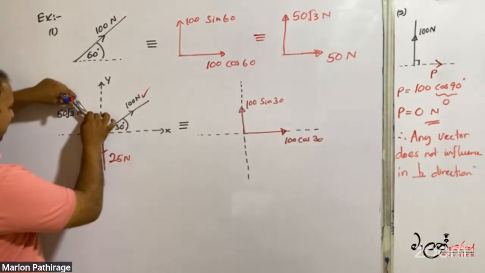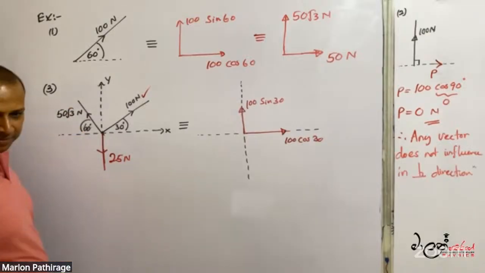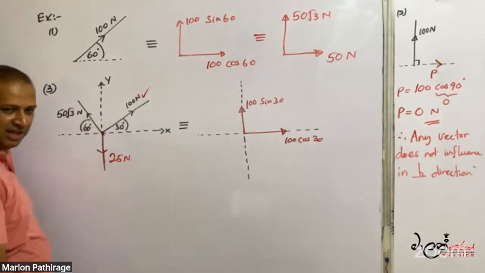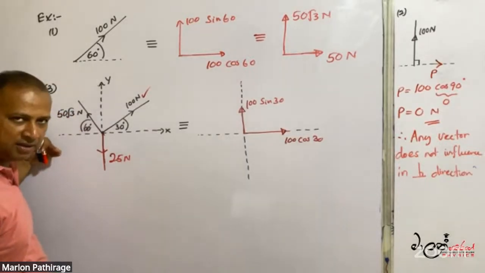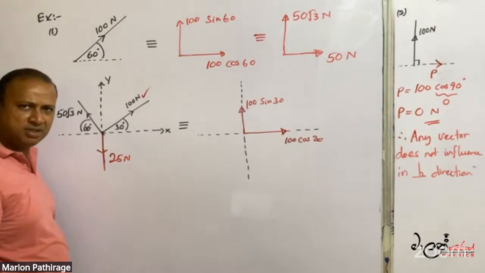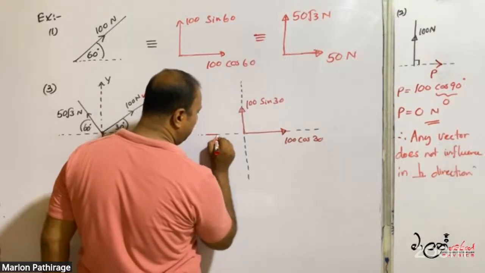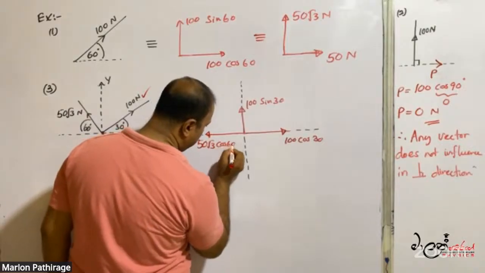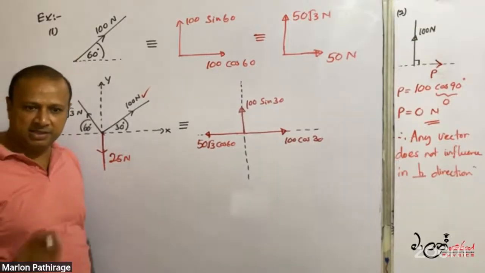50 root 3 into x direction. Sorry, the answer: now it is resolved into the direction of the angle, so it is cos. 50 root 3 cos 60 into this direction. Is that clear? If it is clear, please raise your hand.